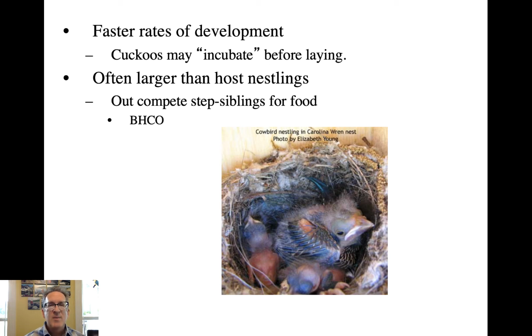Again, by picking on smaller species and hatching first, if you develop a larger host nestling, then you can simply out-compete. When mom and dad come in, the stepmom and dad bring food to the nest, you can out-compete your step-siblings just because you're bigger. You can dominate them and get all of the food, and this is what brown-headed cowbirds do. They basically cause their nestmates to die of starvation because they get all the food.